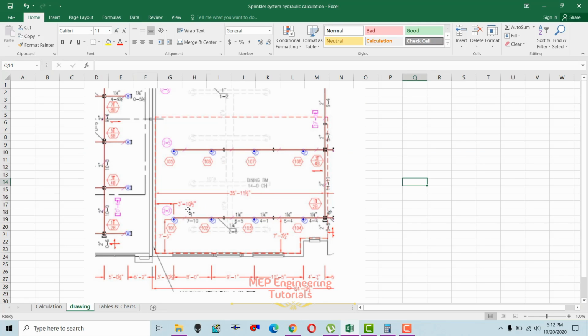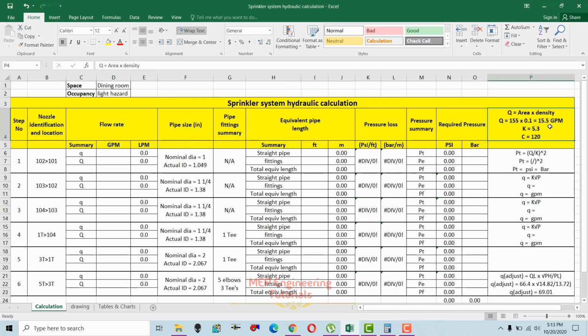One more thing, first of all you have to select the most remote hydraulically sprinkler, or the sprinkler that is farthest away from the source of supply, the most remote outlet from the source of supply, so we are going to start our calculation from this point. At this point, small q and capital Q are both equal, which we already calculated, 15.5 GPM. So we use 15.5 GPM here for small q and capital Q.